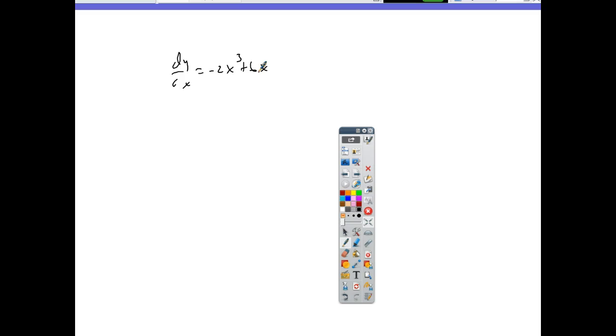Ms. Leoncio, what am I going to do? You're going to raise the power by 1. Divide by what you get. Raise the power by 1. Divide by what you get.